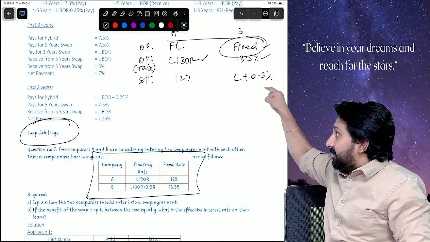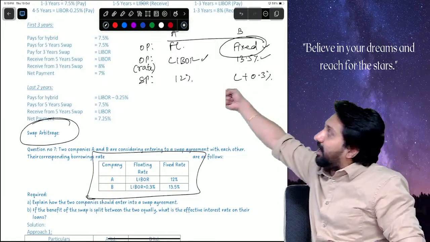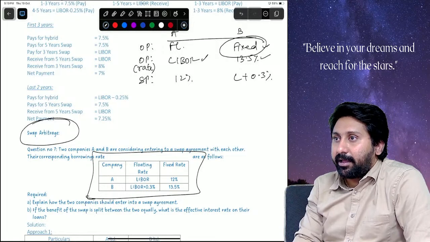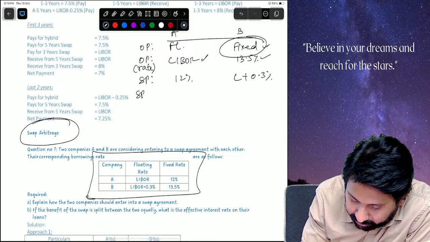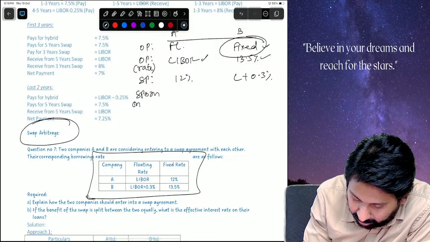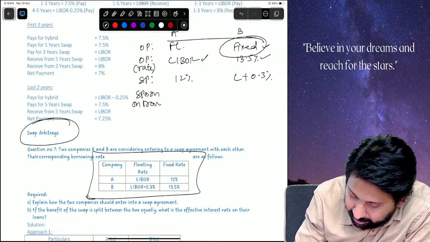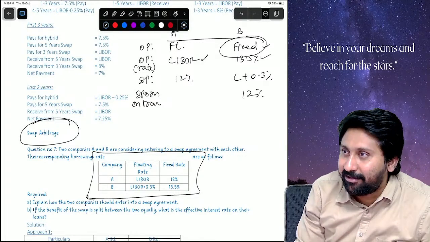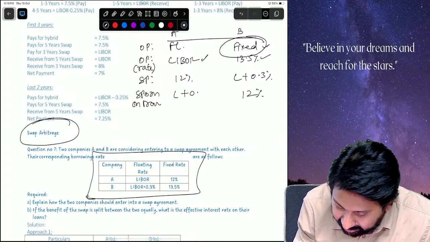LIBOR plus 0.3. But that LIBOR is not liked by B. LIBOR is liked by whom? A. So who will pay? Now, swap positions on transformation. Tell me, you will pay this 12. I will pay this LIBOR plus 0.3.